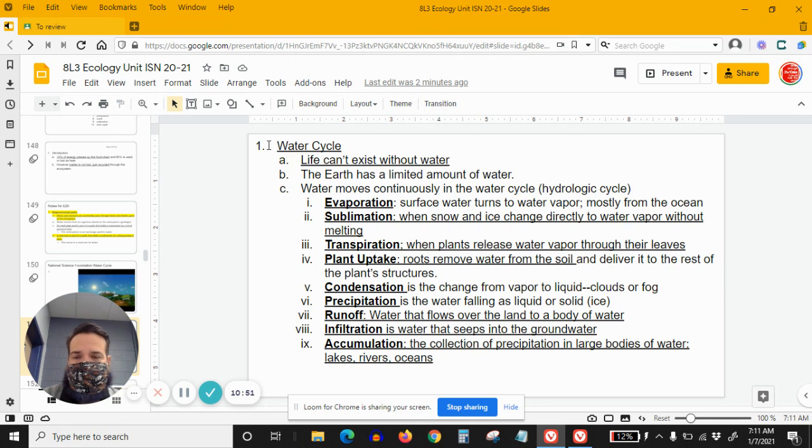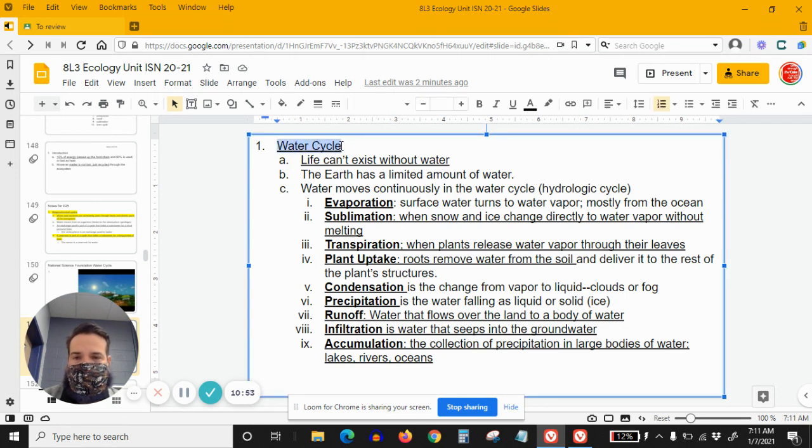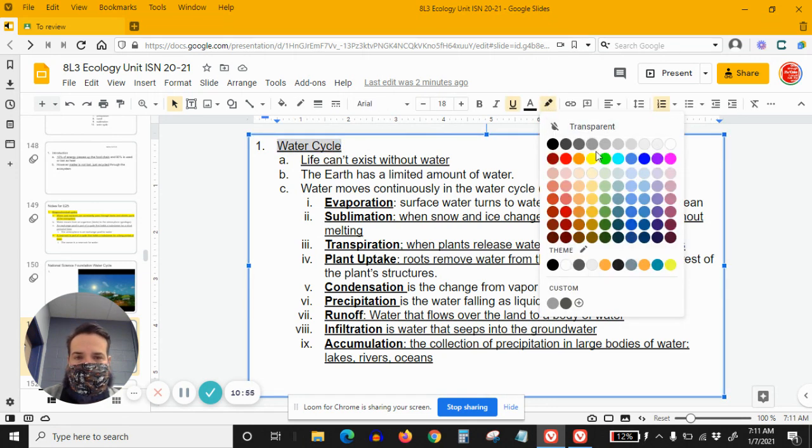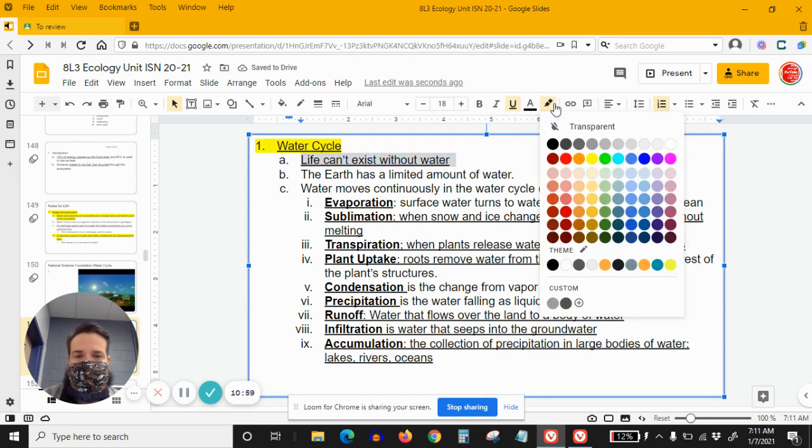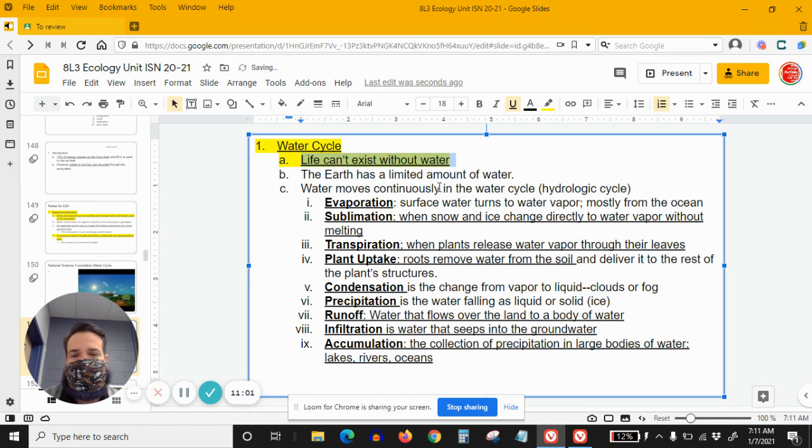All right, the water cycle. So we're going to write that down. Life cannot exist without water. There is not a single living thing on the planet Earth that doesn't need at least some water. I really like cacti and succulents. They don't need as much water as other plants, but they still need H2O to live. They just need less of it than other plants.